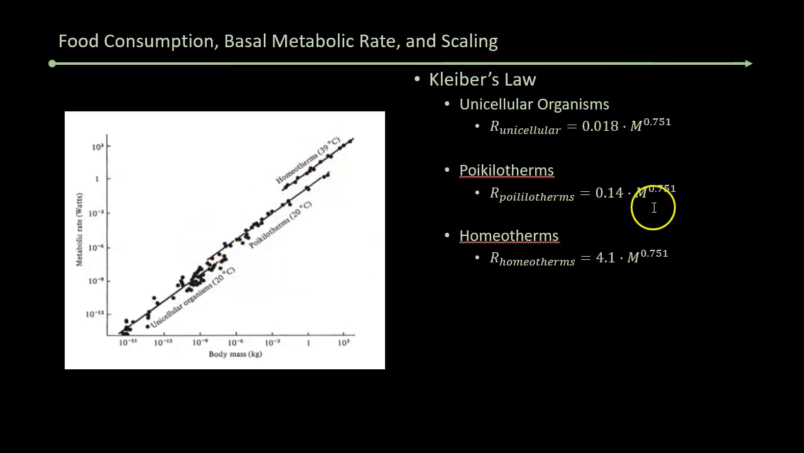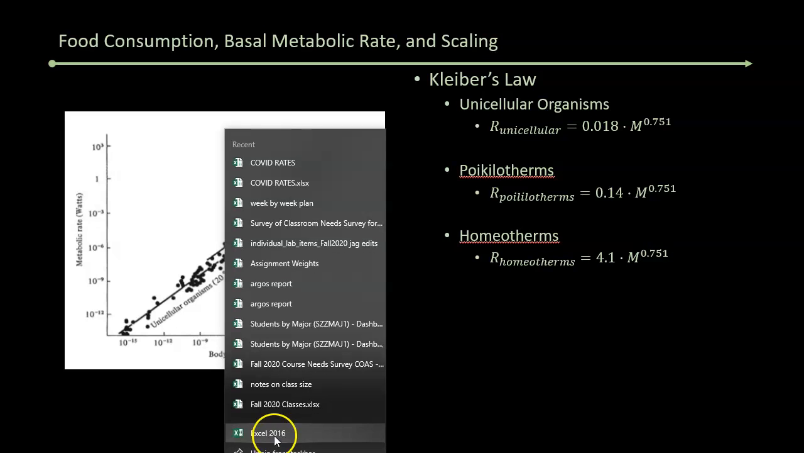The only change is out front, right? This m is their mass, 0.14 times m to the 0.751. And so you can see your mass to the 0.751 times a different factor. And then homeotherms, like us, we have a temperature that is largely independent of our environment until we're in extremes, right? There, the multiplier is 4.1 times m to the 0.751.